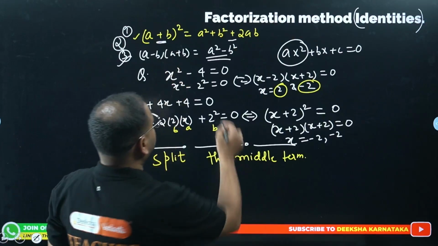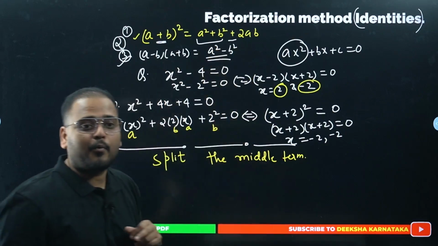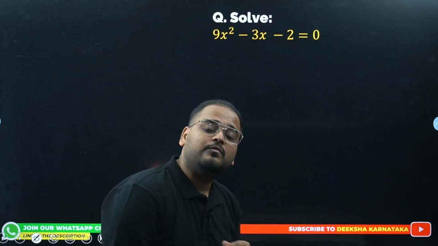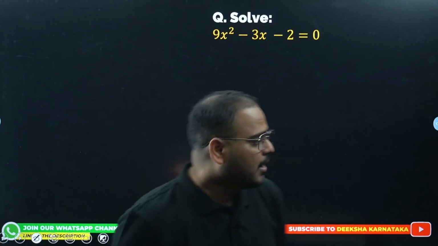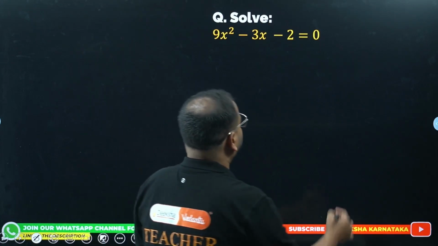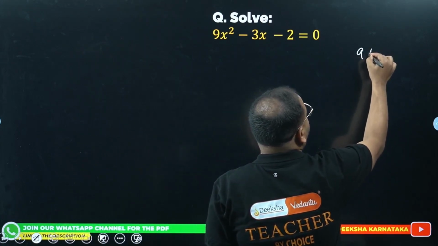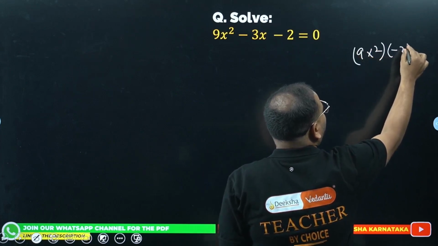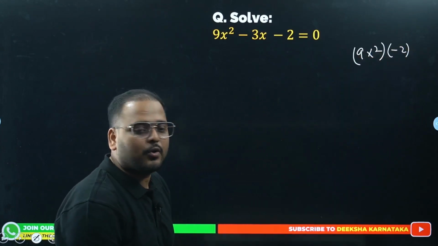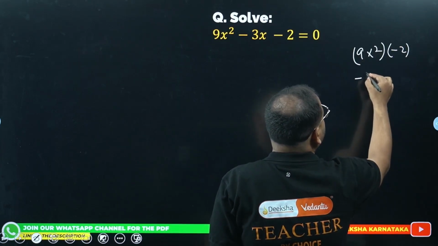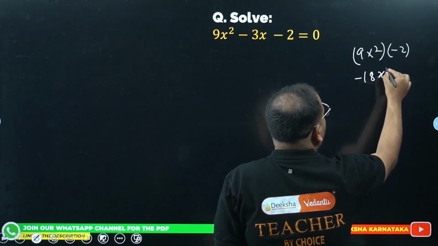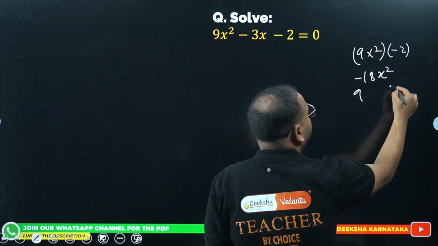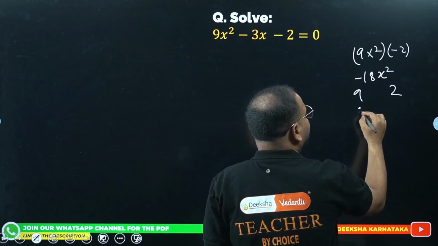Check it out. Both a and b are positive, right? So what will we use? We will use our beloved split the middle term. What we do here? I hope you remember, multiply first and last, the square term and the constant term. What do I get? Minus 18x square. Write the factors of 18. First one is 9 into 2, 18 into 1 is also there. I can write 3, 6.